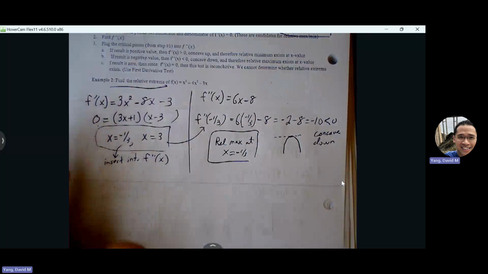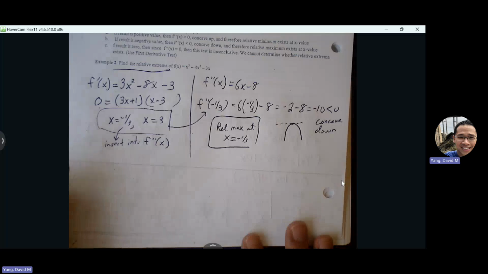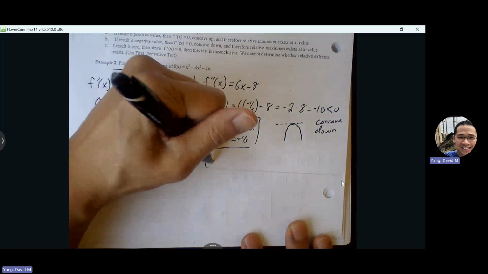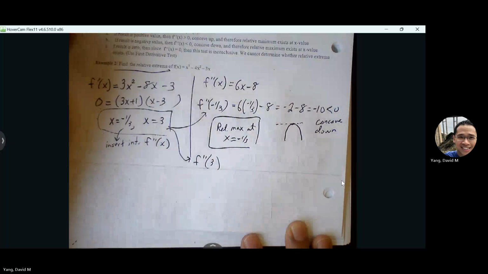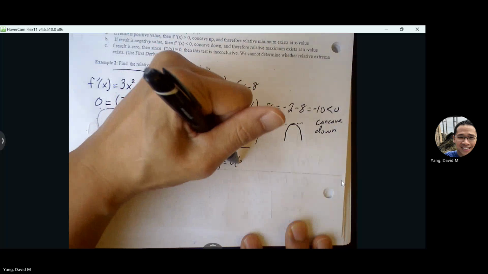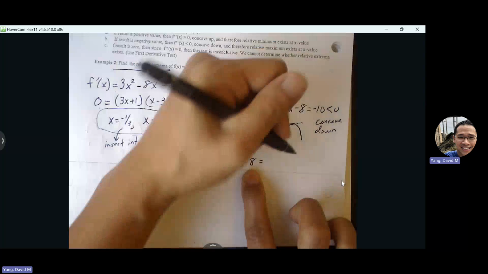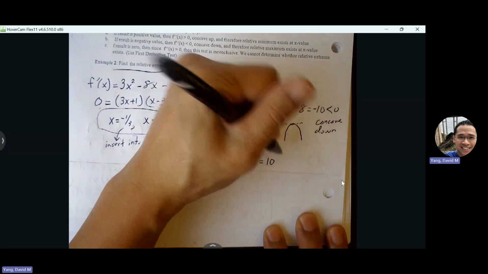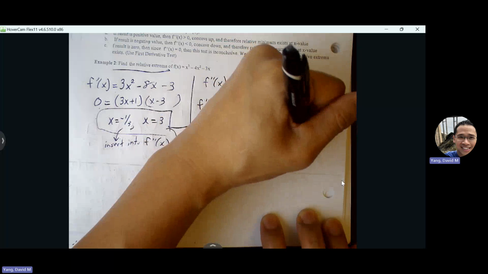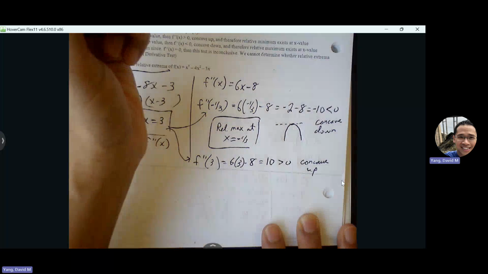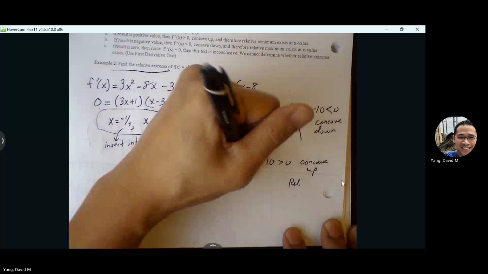So we're using this rather than our slope sign line. All right, f double prime of 3: 18 minus 8 is 10. 10 is not important. It's the fact that it's greater than 0, and that means it's concave up, and concave up means relative minimum.